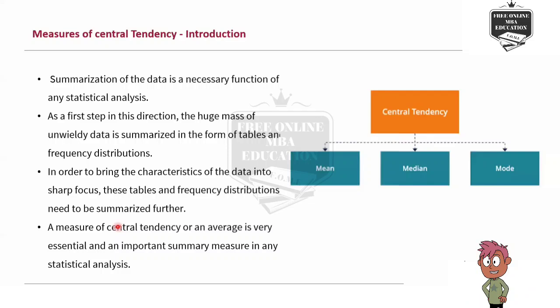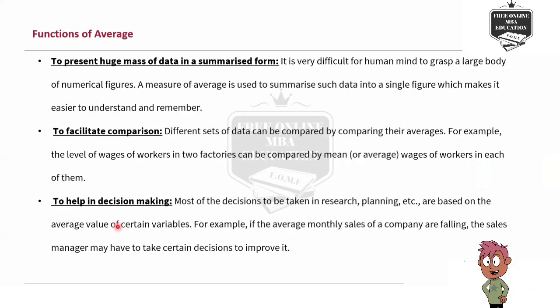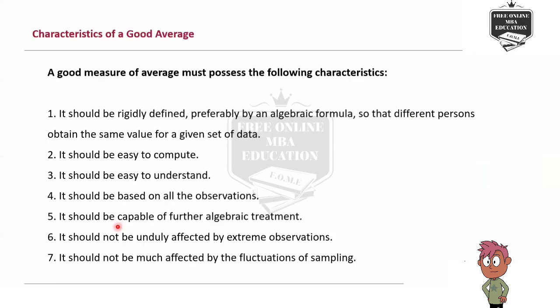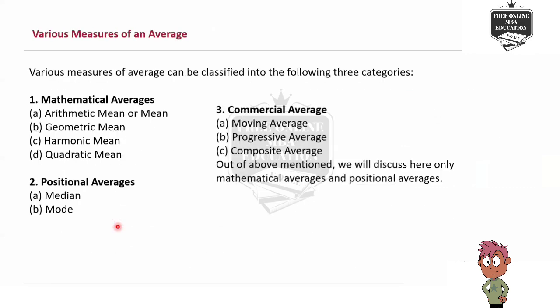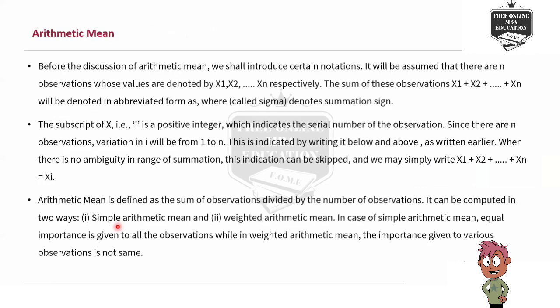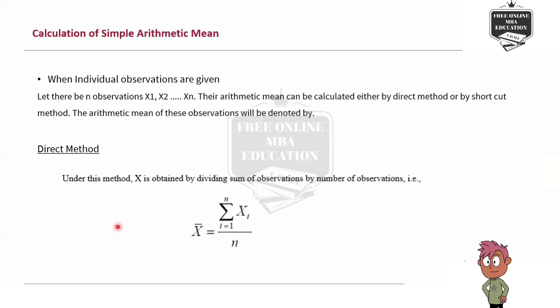There are three measures of central tendency: mean, median, mode. Mean is basically the average that we are talking about. We have done various characteristics of a good average, and what we'll be talking about here is the arithmetic mean, how you can calculate it.